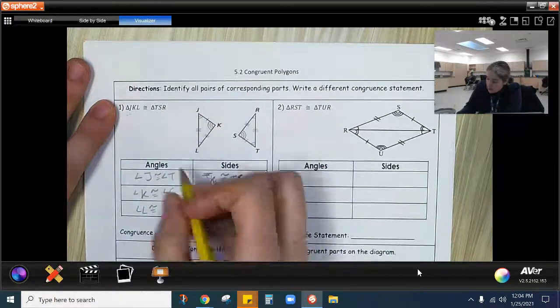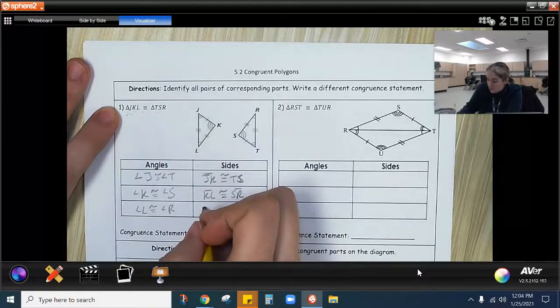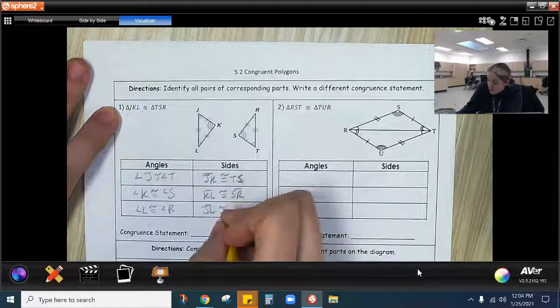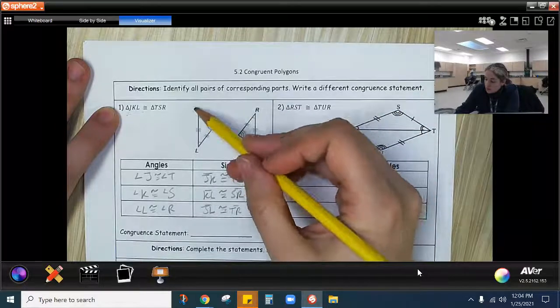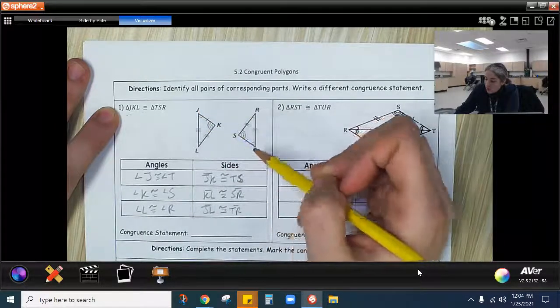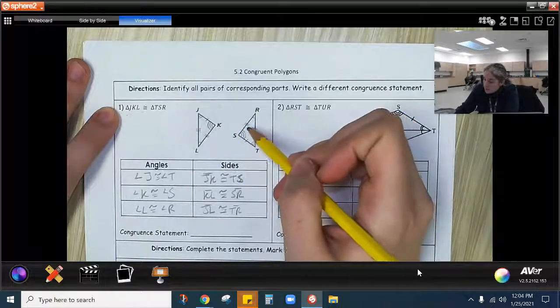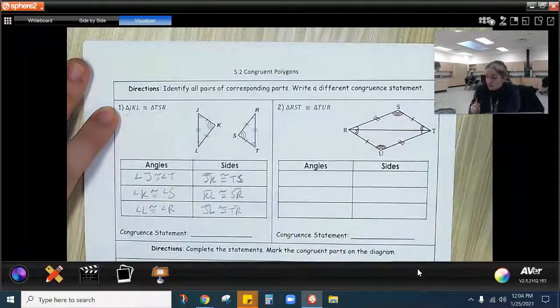And then the last one is kind of the outer one. So JL in this case, or LJ, is congruent to, and then the outer ones would be TR. And when we look at our diagrams here, we can see that that's true. JK has 1, ST has 1. KL has 2, and SR has 2. And then JL has 3, and RT has 3.